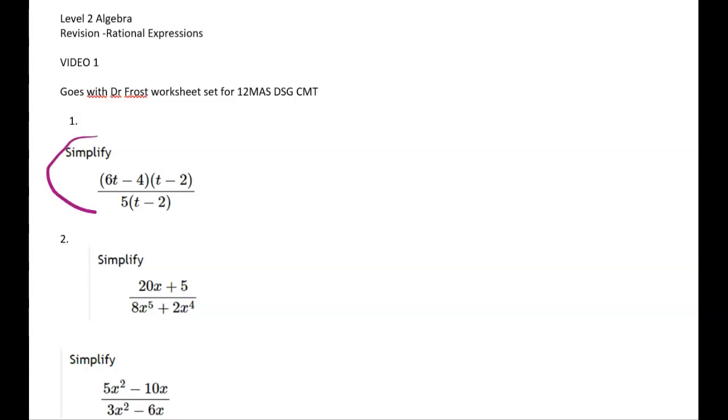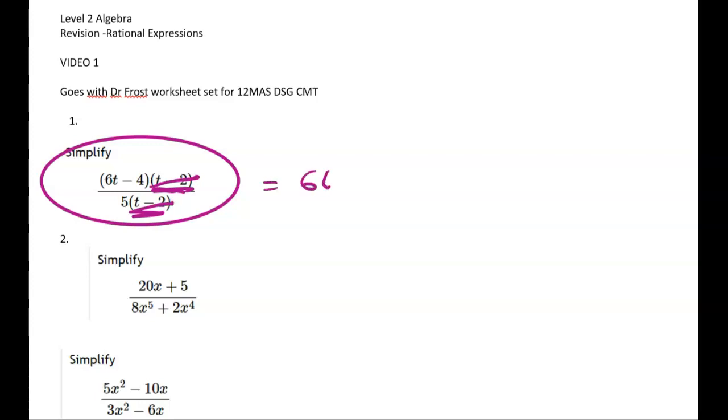So if you're given an expression like this one, where you've already got the numerator and the denominator factorised, that means that we can see the common factors easily. Here we can see that we've got a common factor of t minus 2 here and here. So we can divide both the numerator and the denominator by t minus 2. And that leaves us with 6t minus 4 divided by 5.